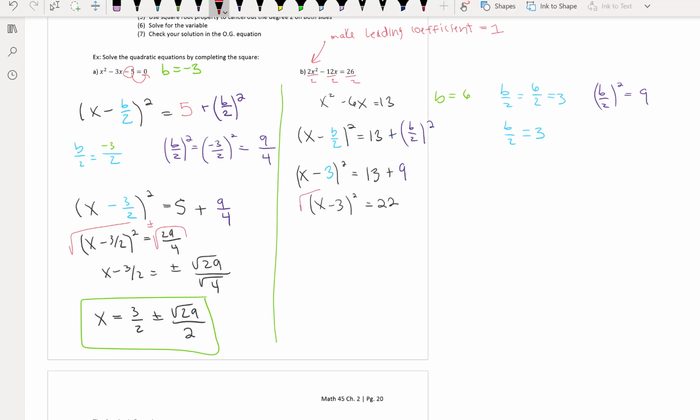And I need to square root both sides and not forget the plus or minus. So I have x minus 3 is equal to plus or minus the square root of 22. And I'm going to add 3 to both sides, so I have 3 plus or minus the square root of 22. So x is equal to 3 plus or minus the square root of 22.